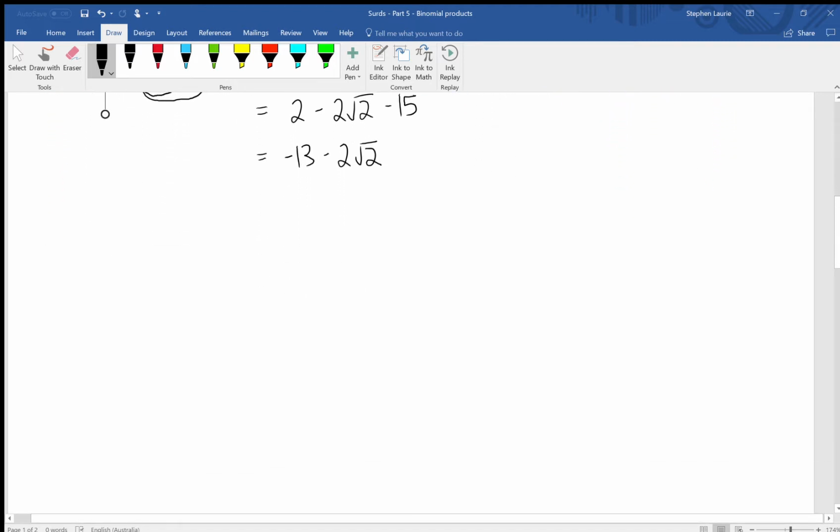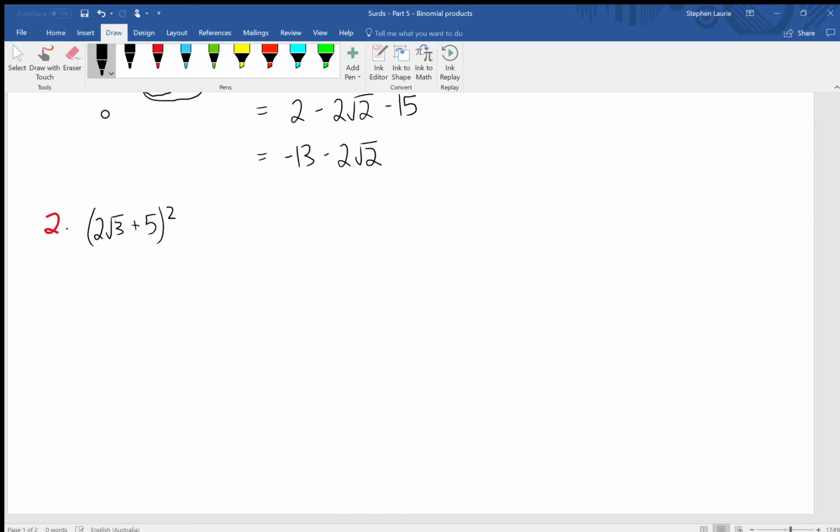Alrighty, example 2. The square of 2 root 3 plus 5. Now we know that when something is squared, it's times by itself. So we could write another brackets that's 2 root 3 plus 5 and use the FOIL method. But what is a quicker way? What is another technique we can use?